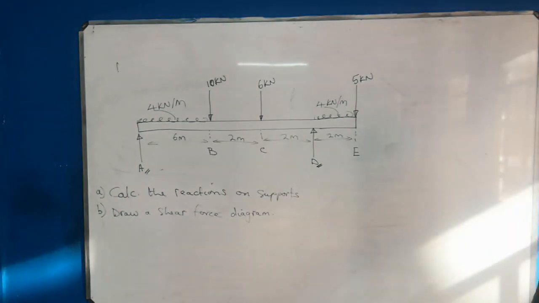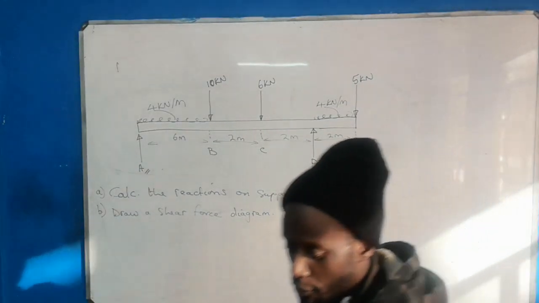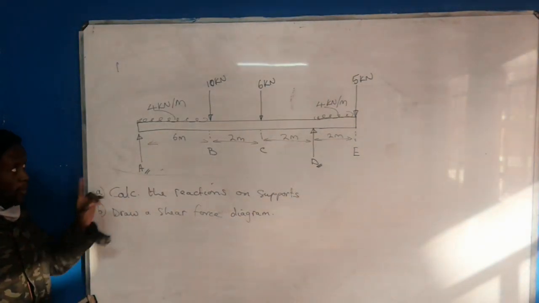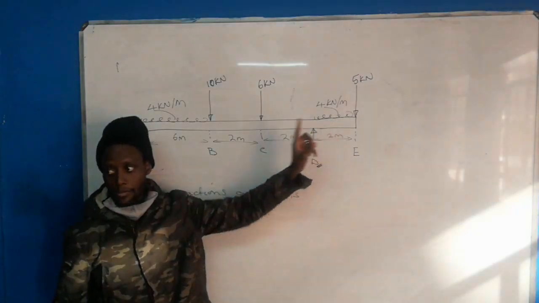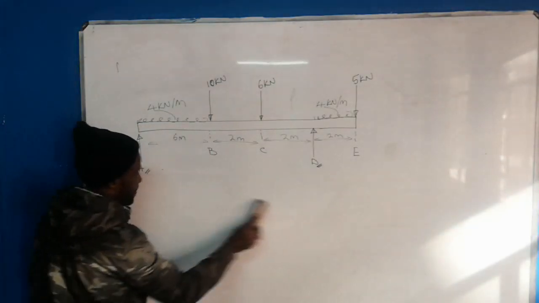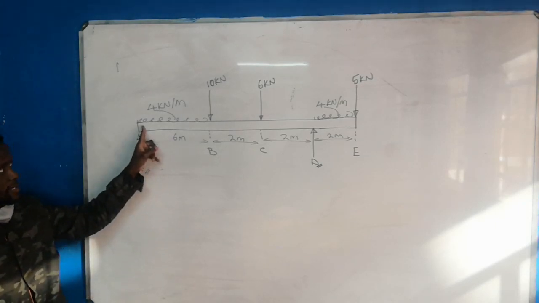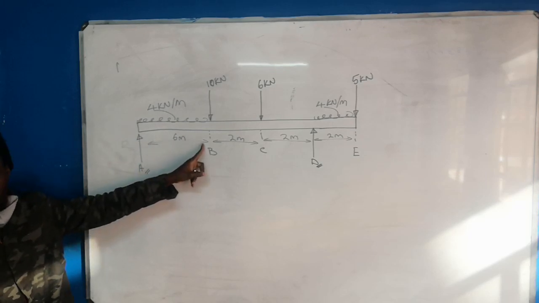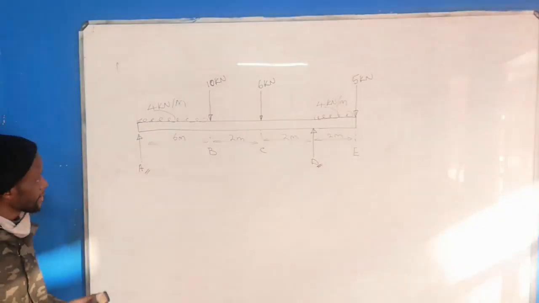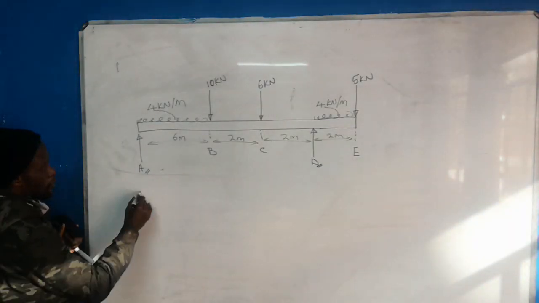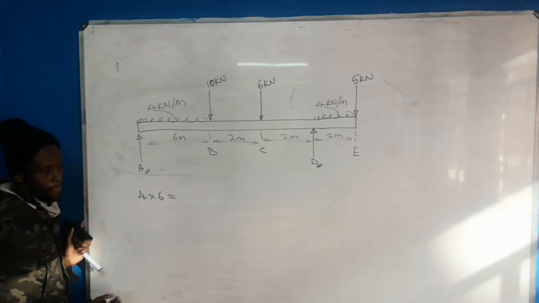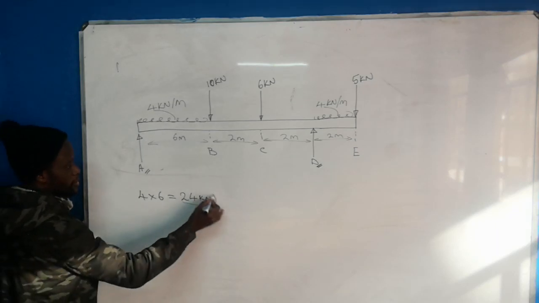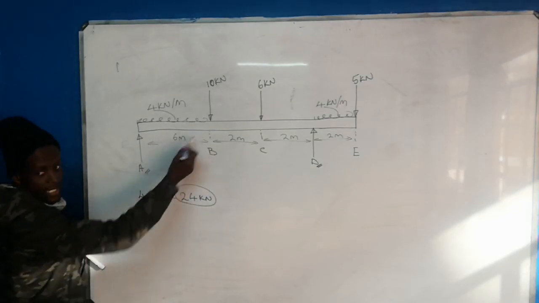How do we calculate for the reactions? Number one, remove your uniformly distributed loads, make them one load. So we start with this. The distance where it is acting is only 6 meters. You say 4 times 6, you get how much? 24 kilonewtons. This 24 kilonewtons should go at half of that distance.